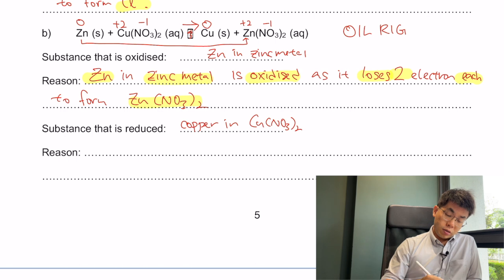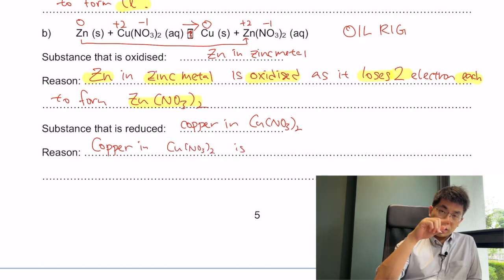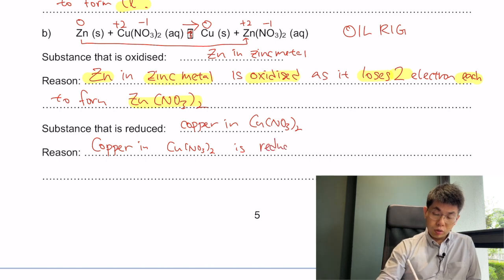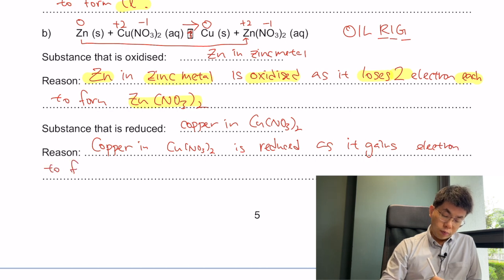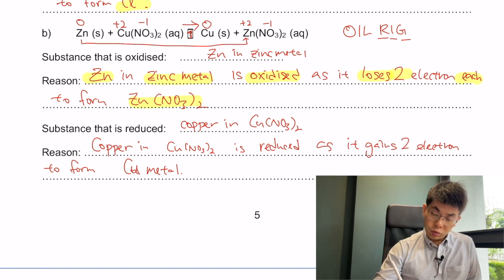Okay, next one. So we have copper in copper nitrate, Cu(NO3)2. We already know it's reduced because it goes from +2 to 0. And we know OIL RIG, reduction is gain, so it gains electrons to form copper metal, Cu metal. Now, I know that it went from +2 to 0, so that's a difference of 2, so it gains 2 electrons, and then we write the word each.